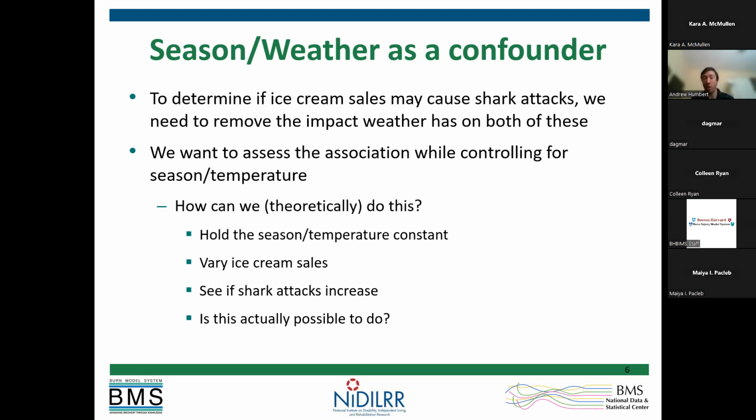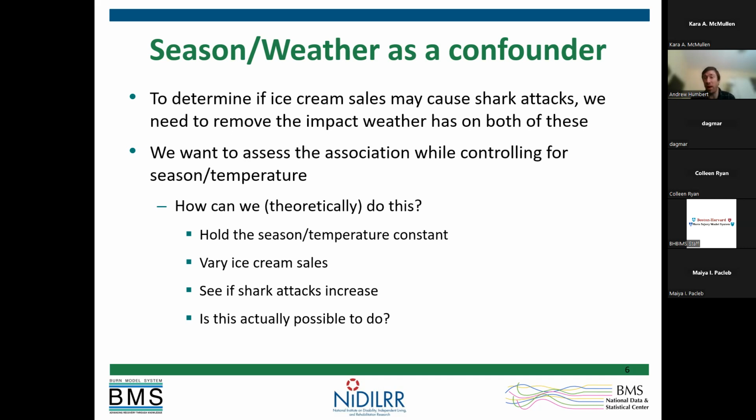So what we'd want to do is fix temperature constant, fix that season constant. And then if we could, we want to intentionally vary ice cream sales. Some days we decide we're going to sell a lot of ice cream, and other days we're going to intentionally limit the amount of ice cream that's sold so that we get that variance in ice cream sales. And then we can see the days that we withheld ice cream and refused to sell, are shark attacks lower on those days, or are we seeing that it's not really related at all, and that regardless of whether we withhold ice cream sales or not, the shark attacks remain relatively constant?